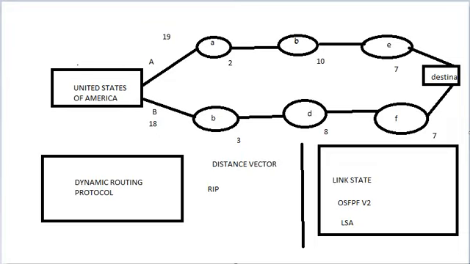Let's say we are in the United States of America and we are going to travel using a vehicle. Maybe we can use a car to travel. So there are two paths that we have. There is a path A and there is a path B, and we have to reach our destination.